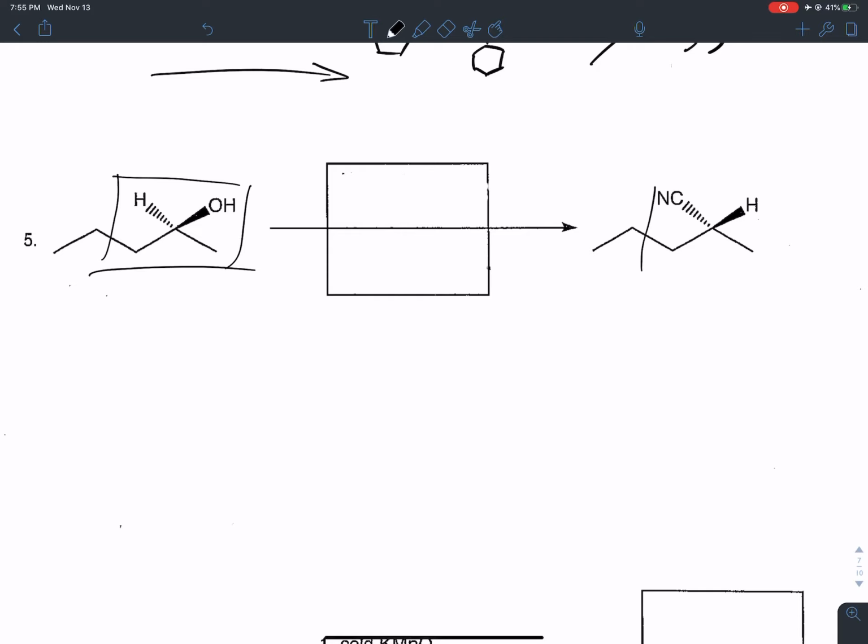Do we see it inverted or do we see it retained? We see it inverted, right? So our OH is on a wedge in front. It's sticking out in front. And that cyanide at the end of the day is in the back. So what kind of reaction inverts stereochemistry? SN2, yeah. So you're gonna do an SN2 reaction on this thing and invert the stereochemistry. Is this OH at the beginning a good enough leaving group to just SN2 that right off? No. Yeah, you can't do that immediately.